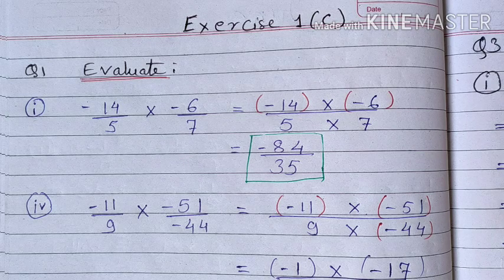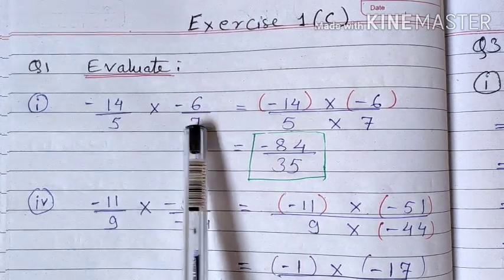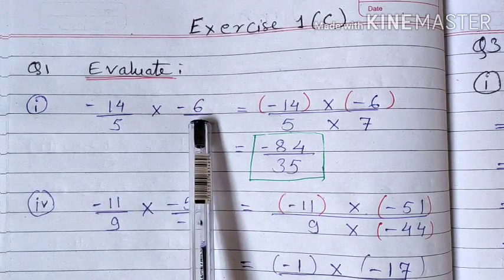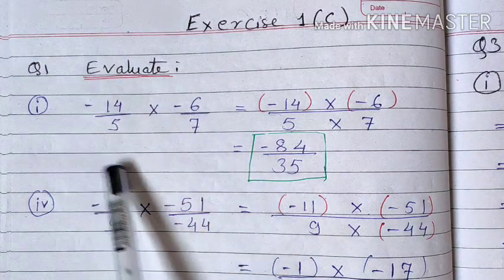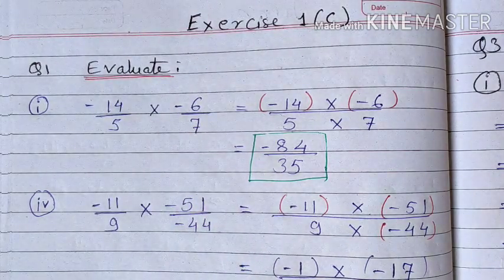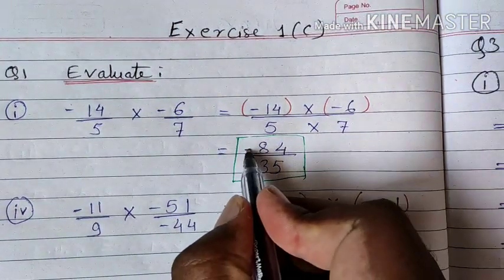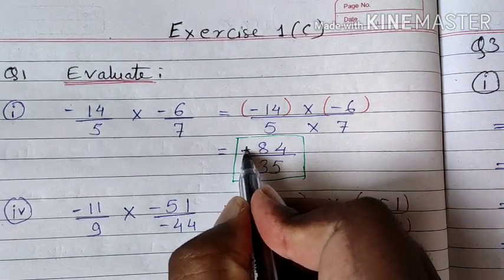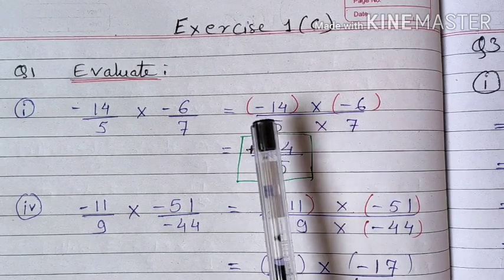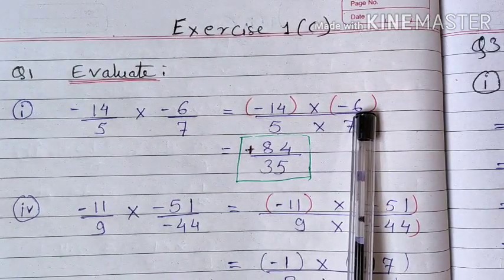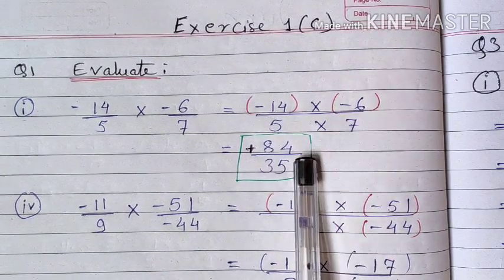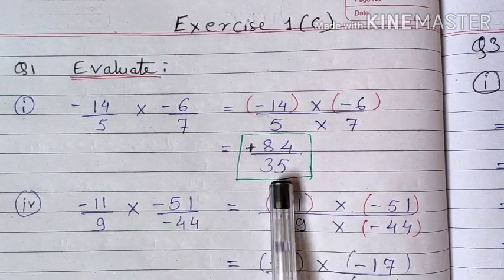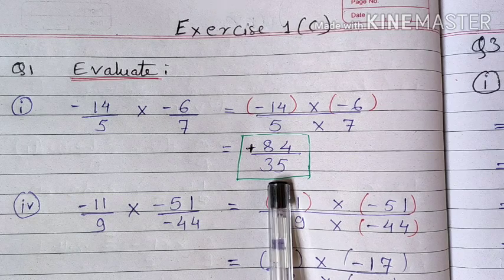So dear students, already we have learned rules about the signs. When two same sign numbers are multiplied, always the answer will be positive. Remember this thing. Okay. That means the value of this must be positive. See, numerator multiplied by numerator and denominator multiplied by denominator. 14 multiplied by 6 is 84 and 5 sevens are 35. Understood?